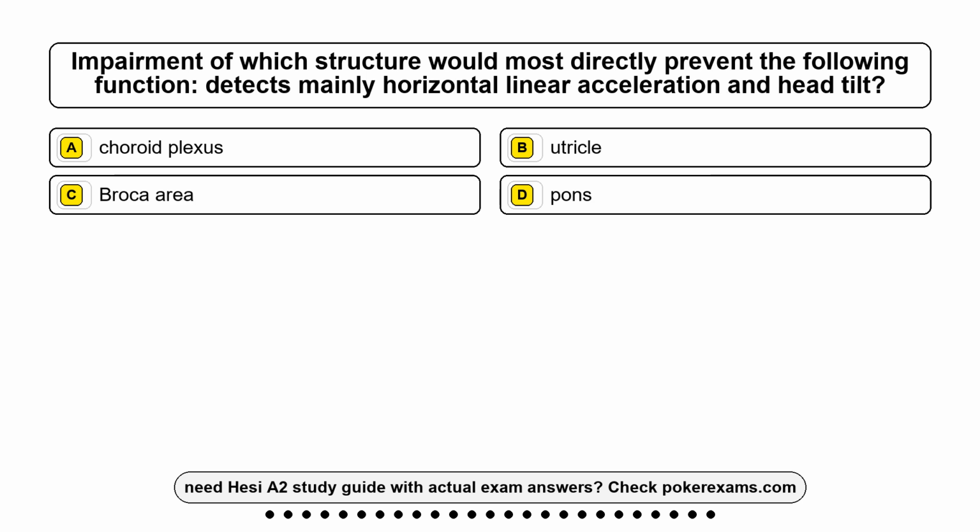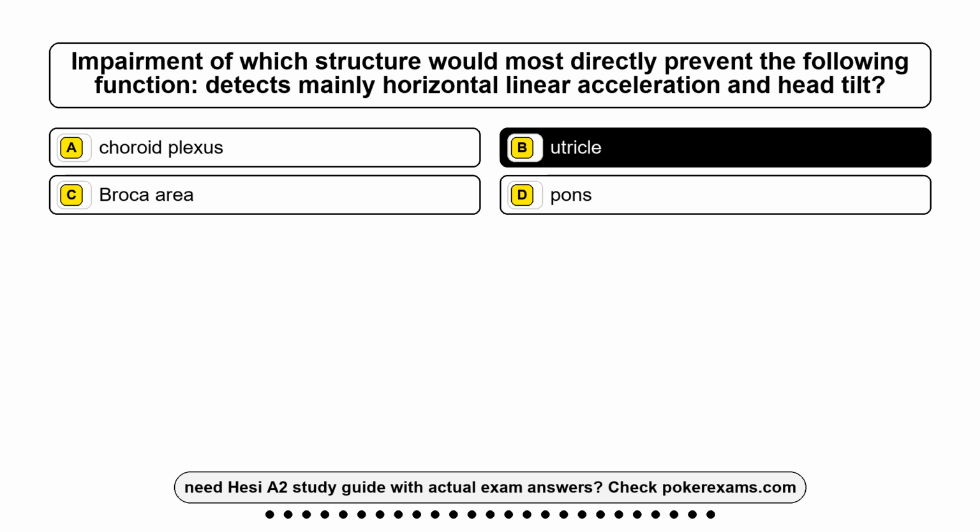Question 17. Impairment of which structure would most directly prevent the following function? Detects mainly horizontal linear acceleration and head tilt. Option A, choroid plexus. Option B, utricle. Option C, Broca area. Option D, pons.